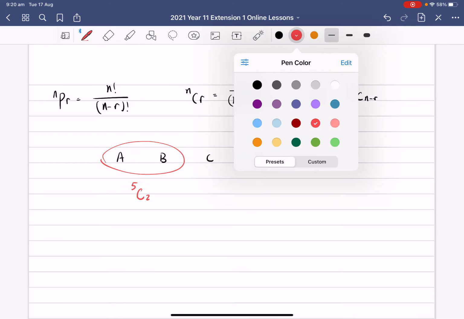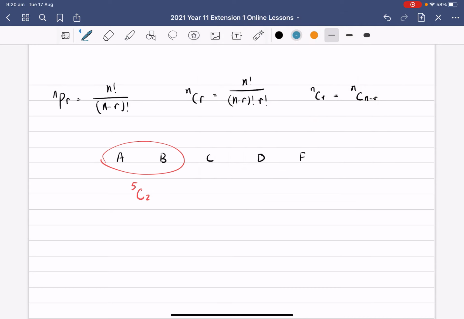So instead of just doing 5C2, we can choose 3 letters at a time, which is 5C3. And these two are actually equal to each other. The number of combinations is the same if you think about it this way: if you're choosing 2 at a time, then you leave 3 elements out. So it's like you're choosing 3 elements at a time. So these two are equal to each other.